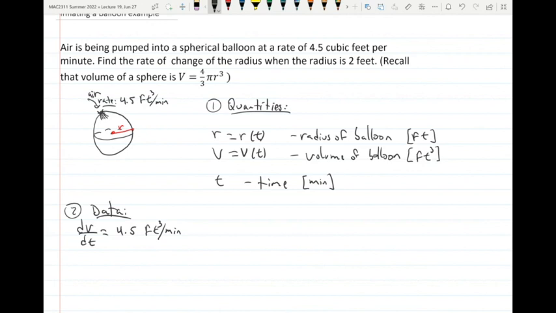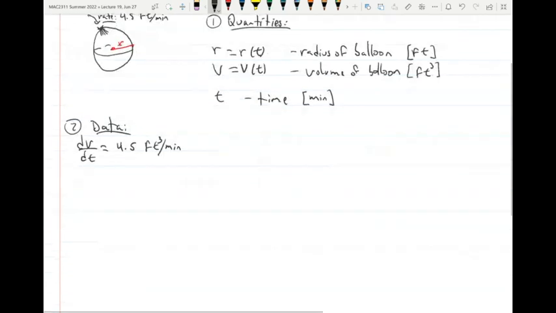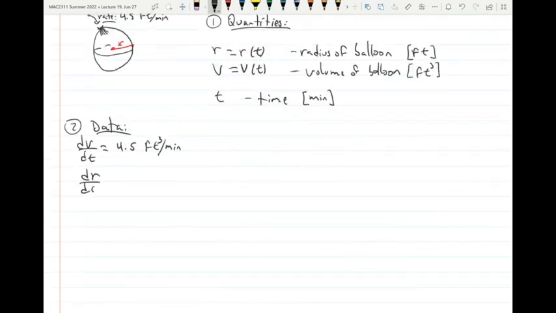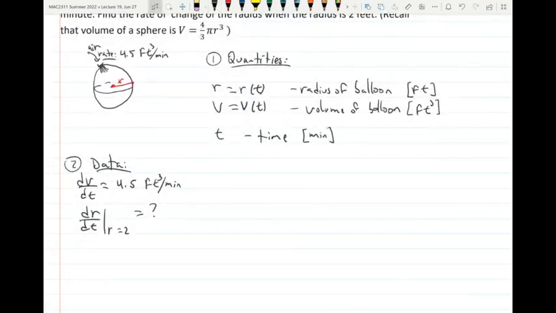Okay, and then what else? That's it. So now is the question: what is it that we need to find? So we need to find the rate of change of the radius. That's dr/dt, right? When? When r equals 2. Remember, that's a way of fixing a time. Okay. So then we need to find dr/dt when r equals 2. Is that okay?